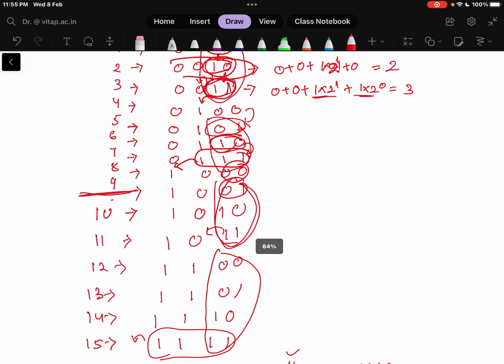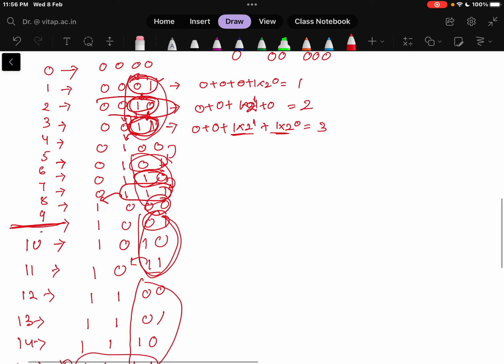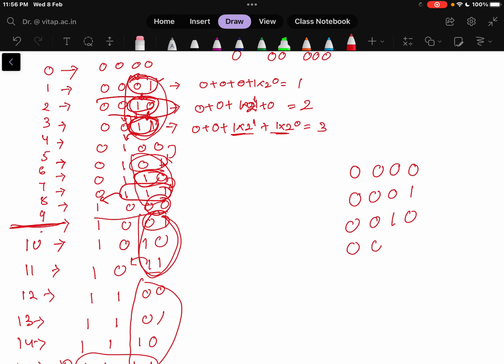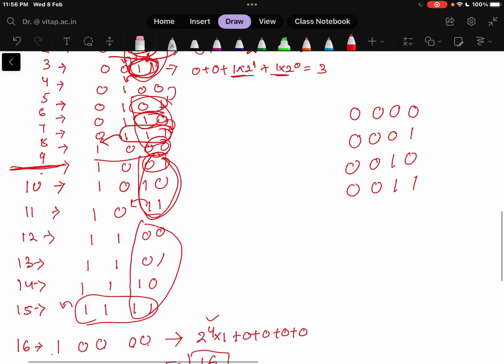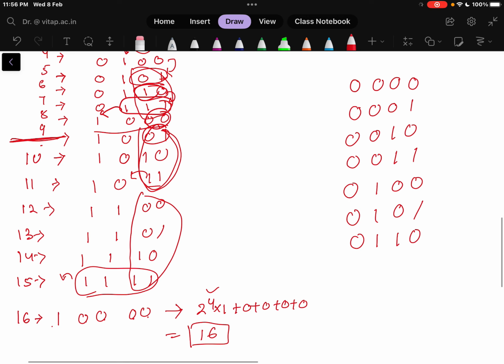Okay, if you remember up to 9, then it will be easy for you to remember the things. Up to 9, how many variables are required? 4 variables. How can you write? First write 0 0 0 0, this is 0, then 0 0 0 1, change the last bit only, it will be 1. Then again change the second bit 0 0 1 0, then 0 0 1 1. Okay, then the third bit will be changed 0 1 0 0, then 0 1 0 1, then 0 1 1 0.